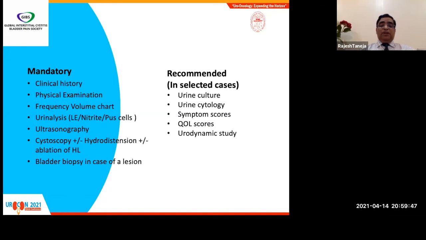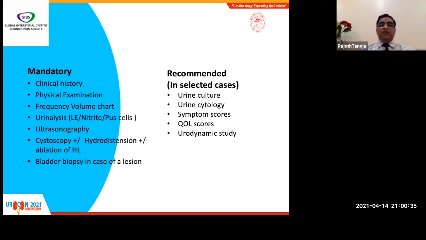The tests that I would recommend are, of course, there is no doubt that we have to have a clinical history, physical examination, frequency volume chart, ultrasonography, and urine analysis. These are a must. If there are leukocyte esterase, nitrates, and pus cells in the urine, we are looking at an infective cystitis, even if the urine culture is sterile, because presence of any of these means there is infection. Ultrasonography, because we remain in an area which has endemic stone disease, and of course we have a high incidence of tuberculosis. So ultrasonography should be mandatory in our subgroup of patients.